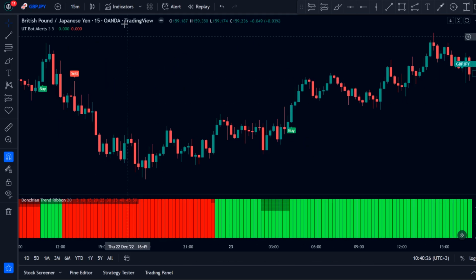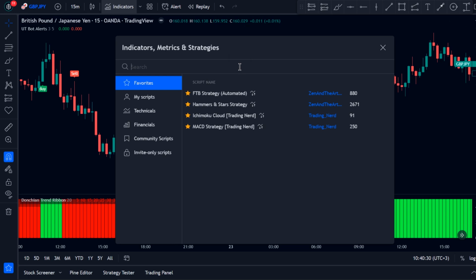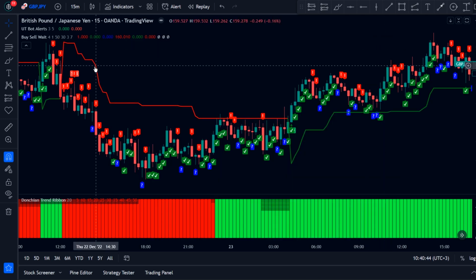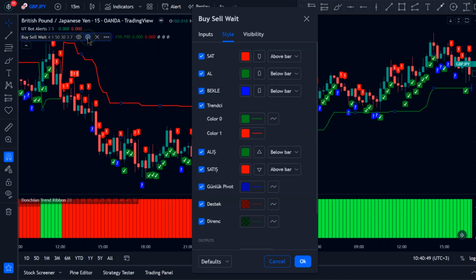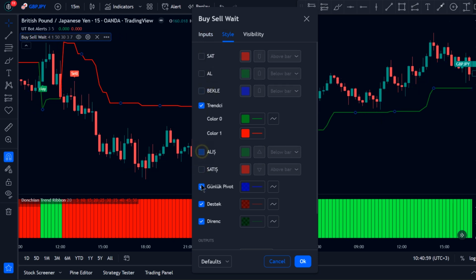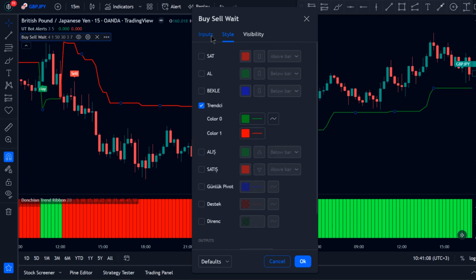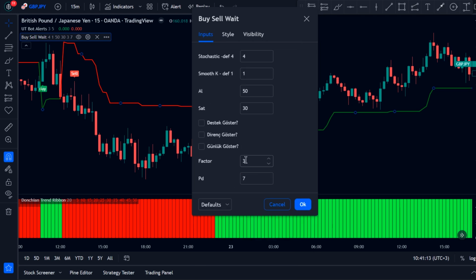Last but not least, our third indicator is called Buy, Sell, Wait. Be sure to select this one right here. Again, we're gonna access this indicator settings by clicking right here. Head over to the Style tab and uncheck everything except for the Trend CI. After that, head over to the Inputs tab and change the factor to 4.